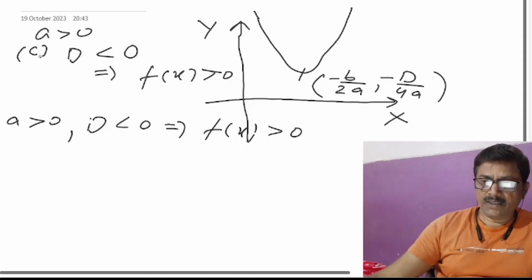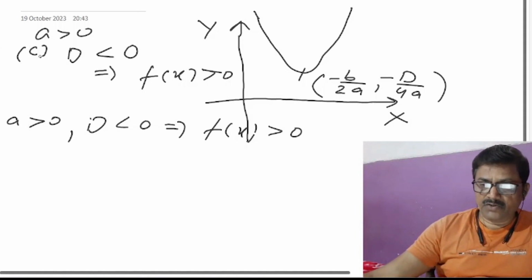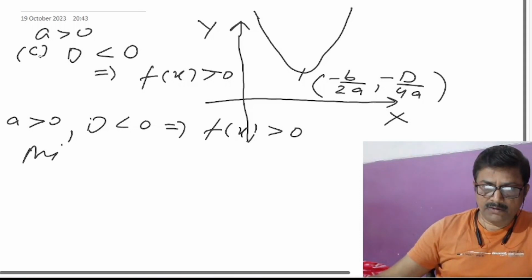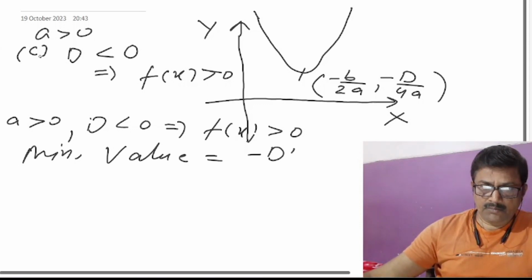Correct? So you can see the minimum value is this, minus D upon 4a, at the point x equal to minus b upon 2a. Minimum value is minus D upon 4a.